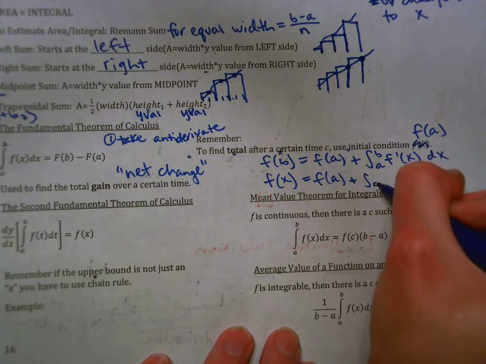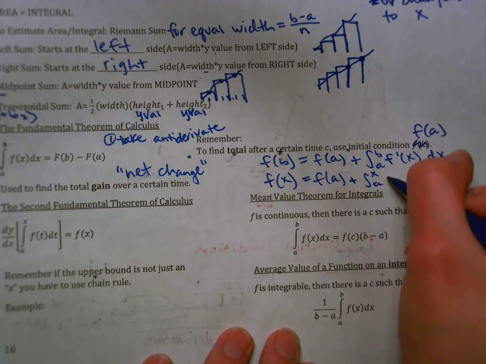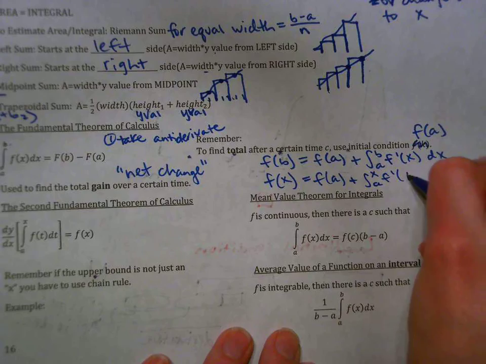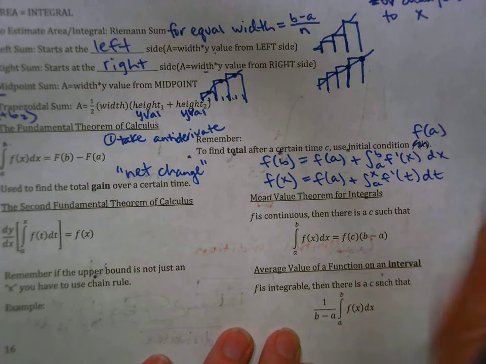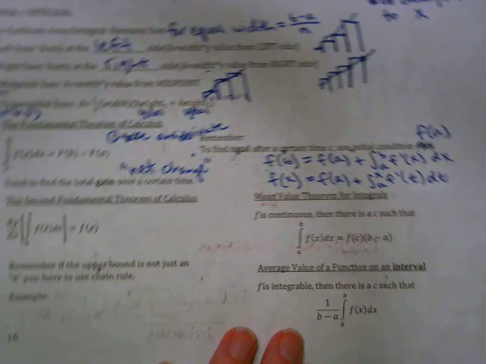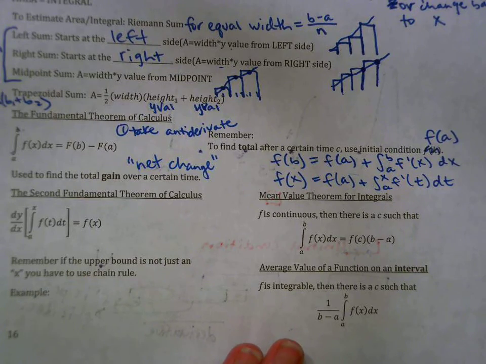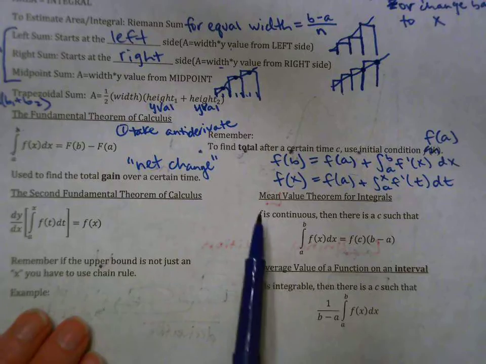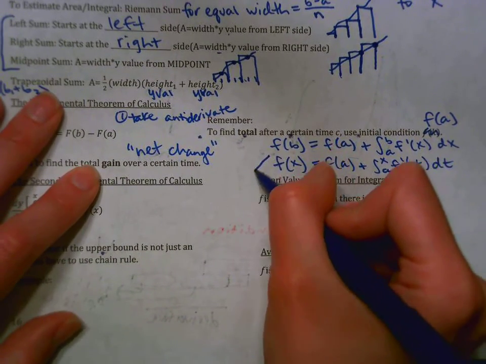That b boundary is x, so you can plug in any number for that b boundary, and then they change this to t, just so those don't match. I'm running out of room, so I'm going to make a note.